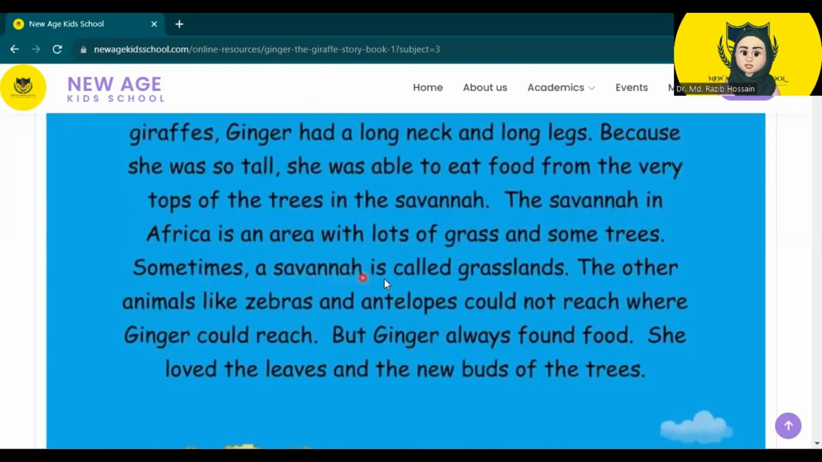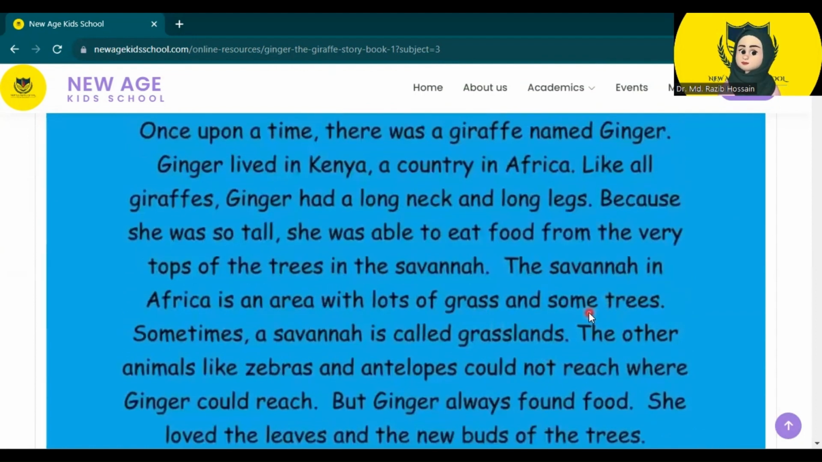Sometimes a savanna is called grasslands. The other animals like zebras and antelopes could not reach where Ginger could reach. But Ginger always found food. She loved the leaves and the new buds of the trees.